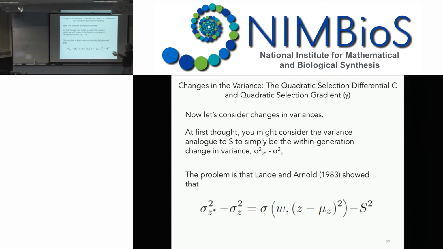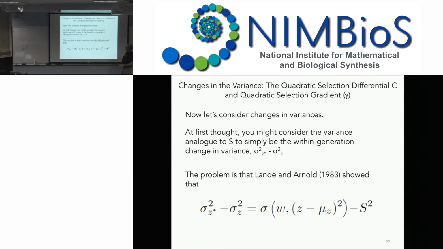The problem is Lande and Arnold, so this is the key paper, Lande-Arnold 1983. The Arnold and Wade papers in '85 talked about partitioning fitness and opportunity for selection. The Lande and Arnold paper talked about these actual estimates based upon trait values. So Lande and Arnold is basically associating traits with fitness. Arnold and Wade are basically partitioning fitness up to some extent independent of traits.